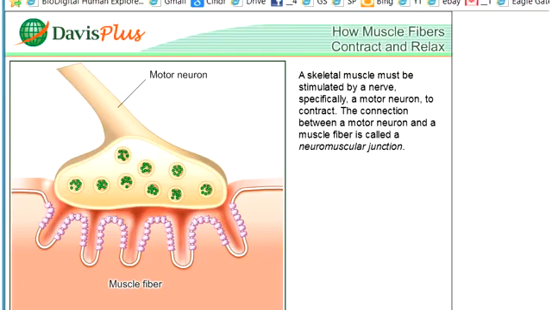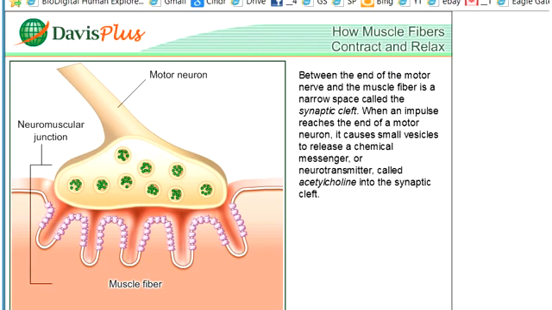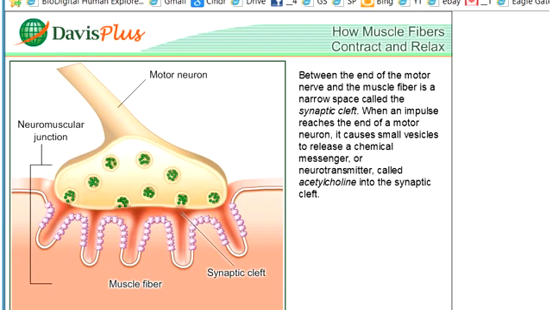A skeletal muscle must be stimulated by a nerve, specifically a motor neuron, to contract. The connection between a motor neuron and a muscle fiber is called a neuromuscular junction. Between the end of the motor nerve and the muscle fiber is a narrow space called the synaptic cleft. When an impulse reaches the end of a motor neuron, it causes small vesicles to release a chemical messenger or neurotransmitter called acetylcholine into the synaptic cleft.